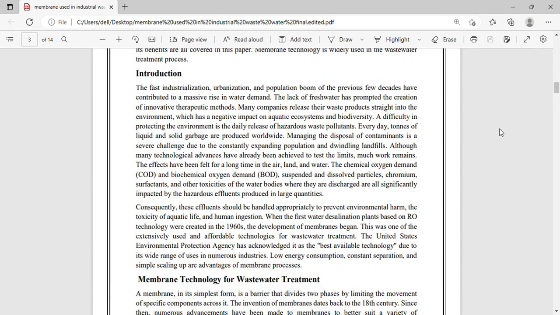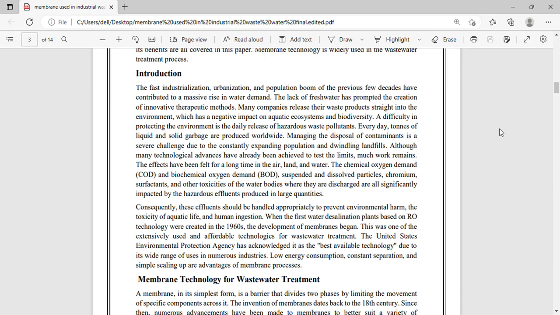Introduction. The fast industrialization, urbanization, and population boom of the previous few decades have contributed to a massive rise in water demand. The lack of fresh water has prompted the creation of innovative therapeutic methods. Many companies release their waste products straight into the environment, which has had an impact on aquatic ecosystems and biodiversity. A difficulty in protecting the environment is the daily release of hazardous waste pollutants.